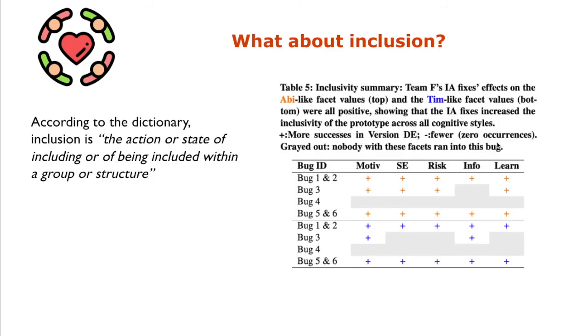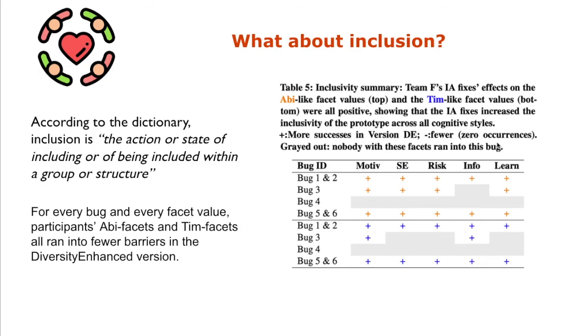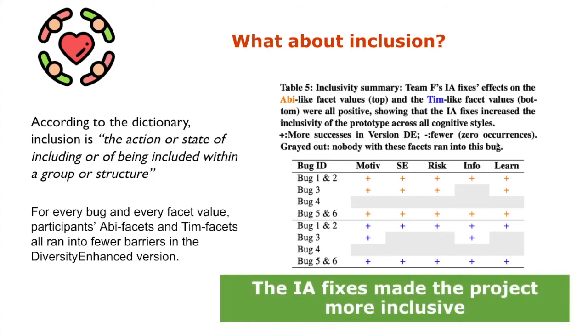And this Table 5 summarizes the different bugs. So here we can see for every bug and every facet value, participants' Abby's facets and Tim's facets all ran into fewer barriers in the diversity enhanced version. And this means that the IA fixes made the project more inclusive across the different cognitive styles.